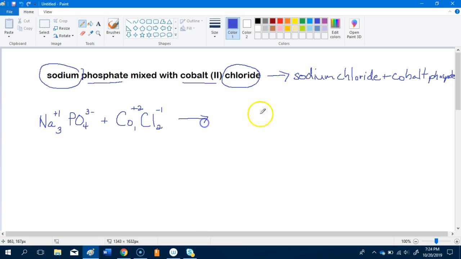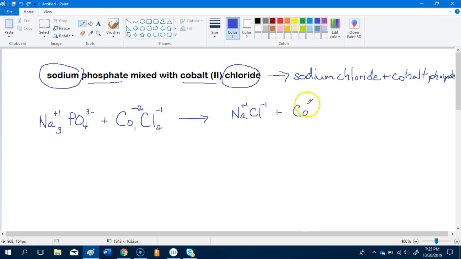Okay, now for the products. I have sodium and chlorine coming together to create sodium chloride. Sodium has a charge of +1, chlorine has a charge of -1. You bring those numbers down, it's going to be 1 to 1. That's balanced out. And then we're going to add that to cobalt phosphate.